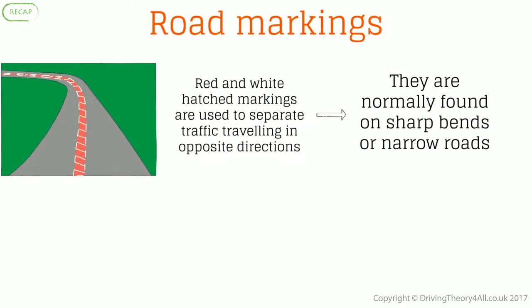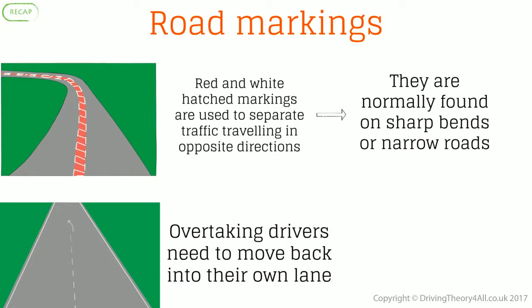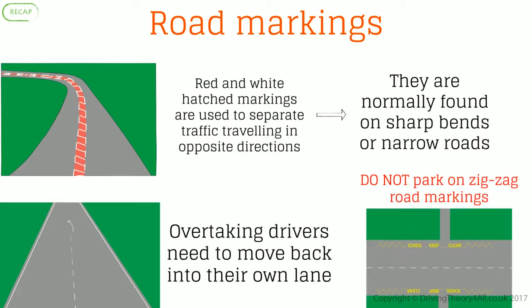Road markings. Red and white hatched markings are used to separate traffic travelling in opposite directions. They are normally found on sharp bends or narrow roads. Overtaking drivers need to move back into their own lane. Do not park on zigzag road markings.